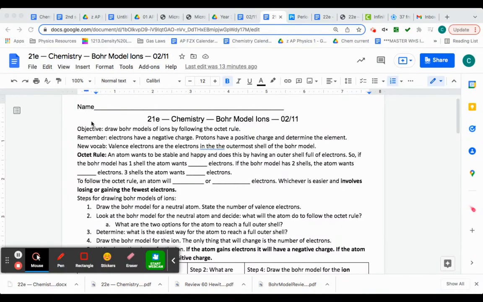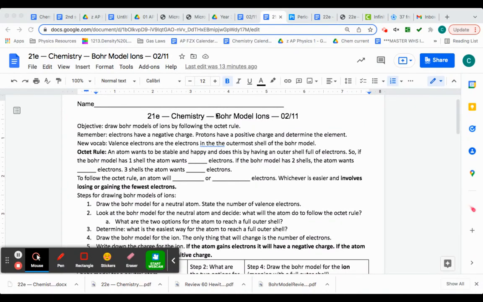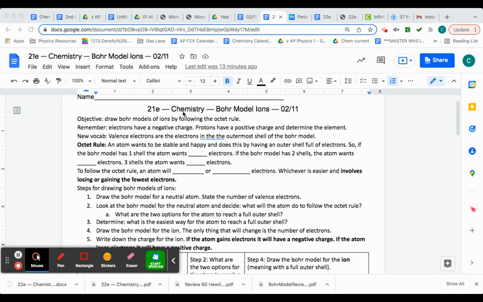Good morning. This is going to be instructions for 21E Bohr model ions. You should have the worksheet from the sub. If you don't, go up and get it. So the objective is to draw Bohr models today of ions by following the octet rule, which I will talk about. Ions, if you don't remember, are charged particles.